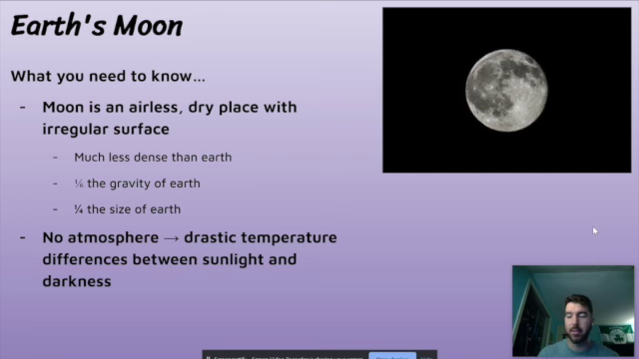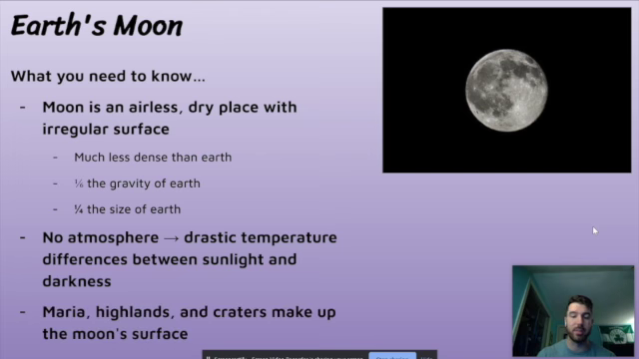The moon doesn't have that safety blanket. When in the darkness on the moon, it is very, very cold. And in the sunlight on the moon, it is very, very hot. So the surface temperatures on the moon vary drastically compared to Earth, and that's because it has no atmosphere.